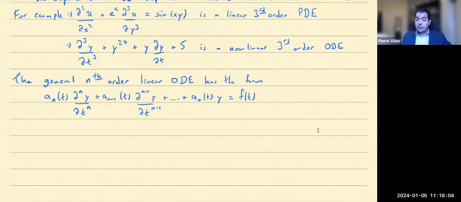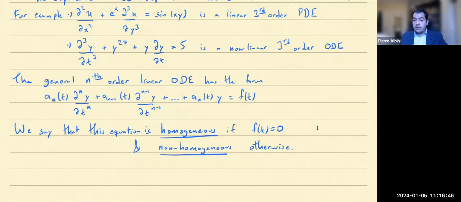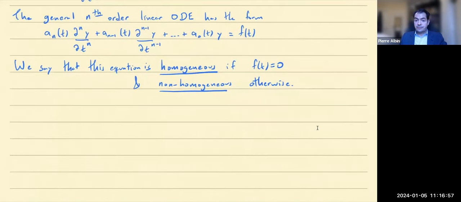Right. When you have a linear equation written in this form, we say that this equation is homogeneous if the right-hand side is equal to 0 and non-homogeneous otherwise. Right. It turns out that if you can solve the homogeneous equation, then you can solve the non-homogeneous equation. So usually when we study these, we'll focus first on the homogeneous version and try to find those solutions.